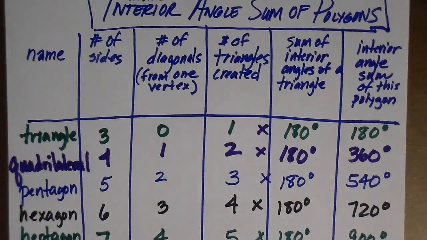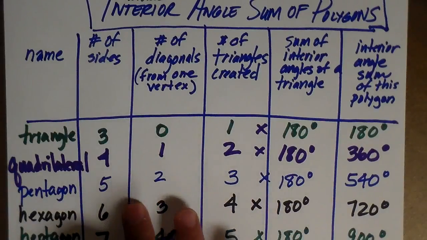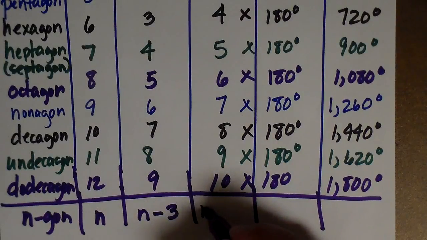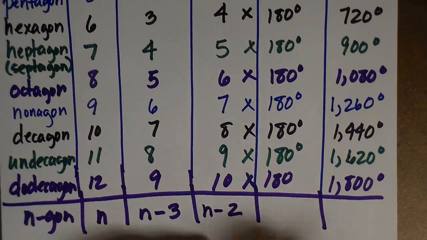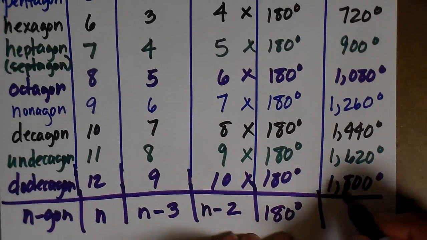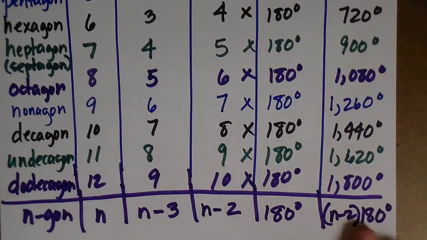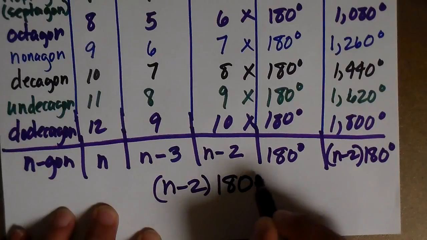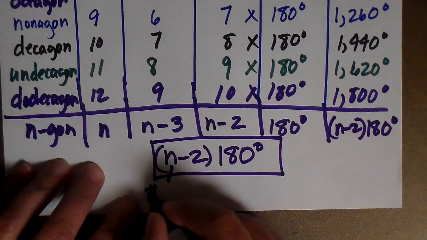What about the number of triangles in this column? 3 sides, 1 triangle. 4 sides, 2 triangles. 5 sides, 3 triangles. So what you notice is 12 sides, 10 triangles. The number of triangles is n minus 2. It's 2 less than the number of sides. It's 180 degrees a pop for each triangle, which means if you want to find the interior angle sum of a polygon, you multiply n minus 2 times 180. n minus 2 times 180 is your formula, where n is the number of sides.